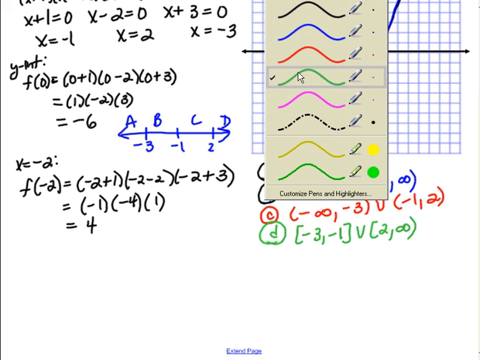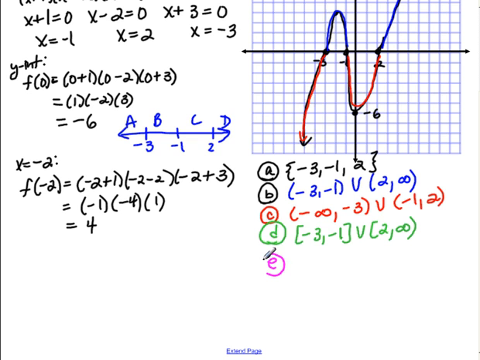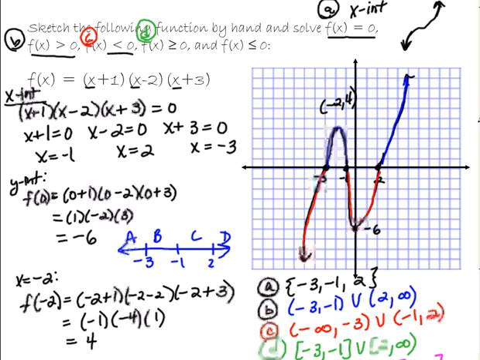And then the last part is where is it less than or equal to 0? And that is at -infinity to -3 with a bracket, union, bracket, -1 to 2. Right, because at those points we get to include where it was actually equal to 0.